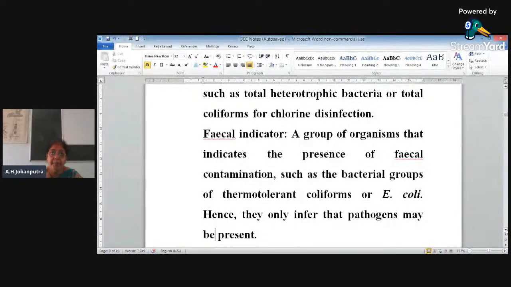So such high temperature tolerating intestinal bacteria, if they are present in water, or certain E. coli, which is also an intestinal bacterium or coliform bacterium, if it is present beyond a definite number in the water, then you can say that that is fecal contamination of water and that water is not safe for drinking. Presence of such type of bacteria indicates that pathogens may be present.